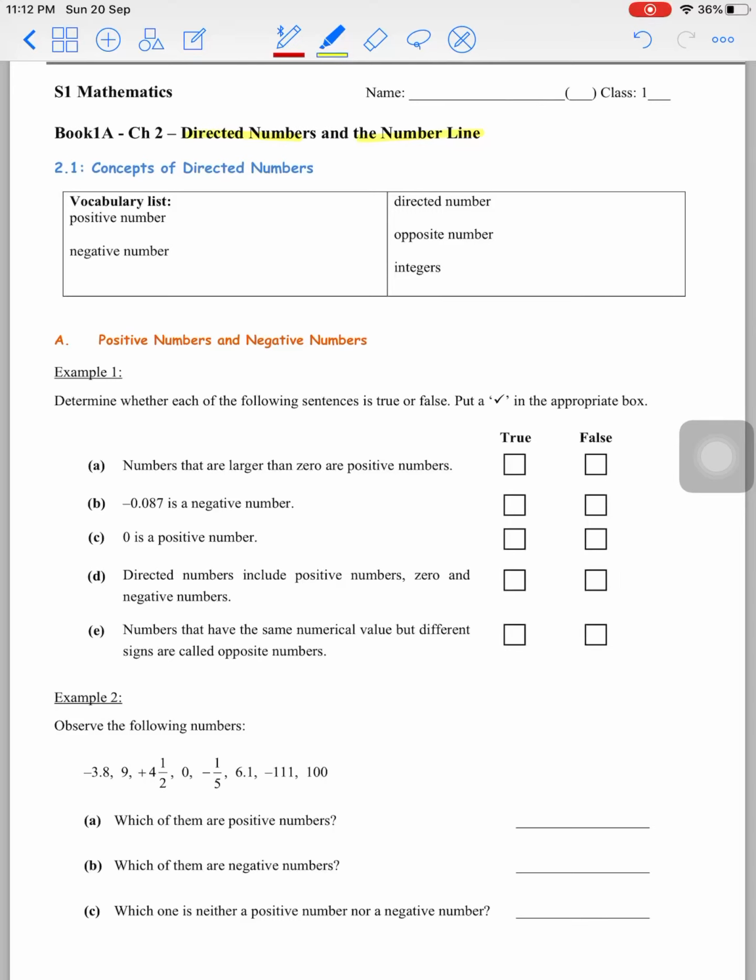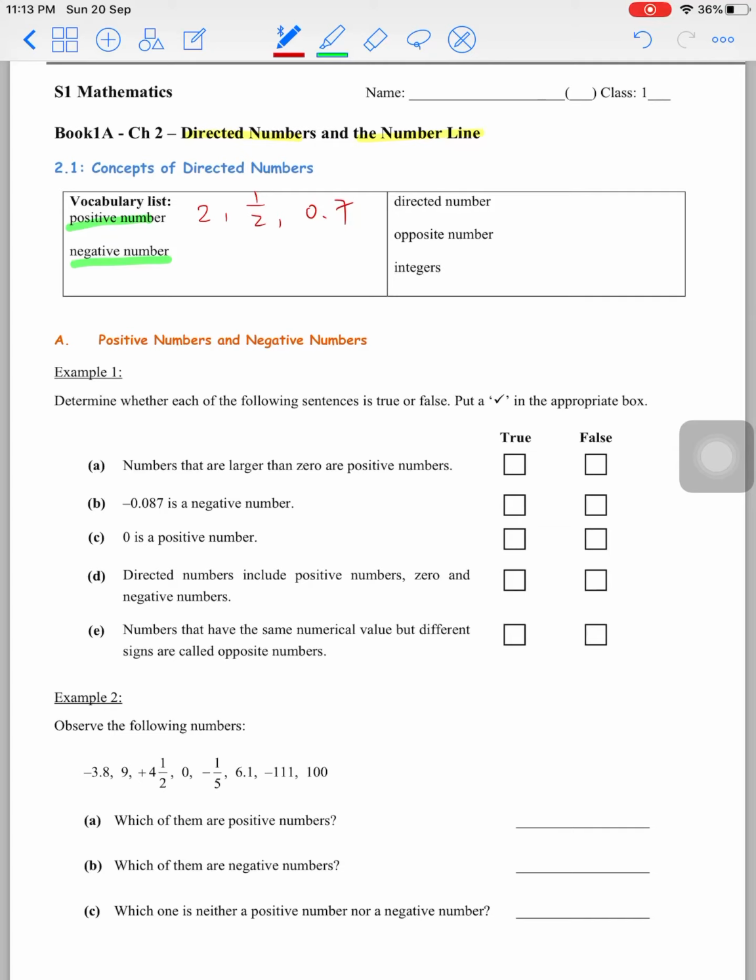Today I will start chapter 2. This chapter is about directed numbers, so I will later on tell you what a directed number is. Firstly, I want to introduce positive numbers and negative numbers. The numbers you learned in primary school are all called positive numbers. For example, 2, 1 over 2, 0.7. All these are called positive numbers.